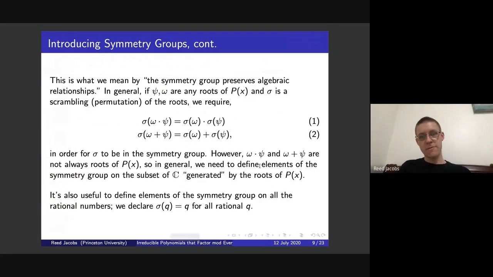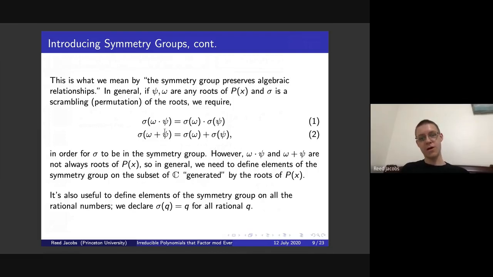Okay, so now that we're more familiar with the idea of preserving an algebraic relationship, if psi and omega are any two roots of p of x, and sigma is a scrambling of the roots, by preserving algebraic relationships, what we want is that sigma of omega times psi equals sigma of omega times sigma of psi, and similarly for addition. And again, I'm not deriving these equations from something, but these are things I want to be true about something.